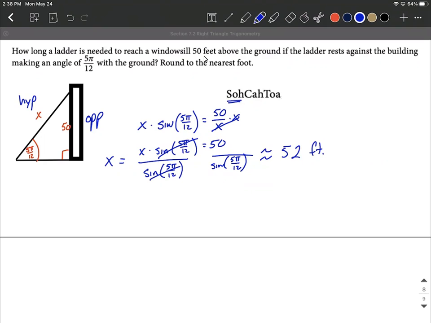All right, so I hope this helps out as you're working these application problems. They're not too bad, but I would suggest draw the picture. That always really helps, and have SohCahToa handy and memorized. All right, good luck.